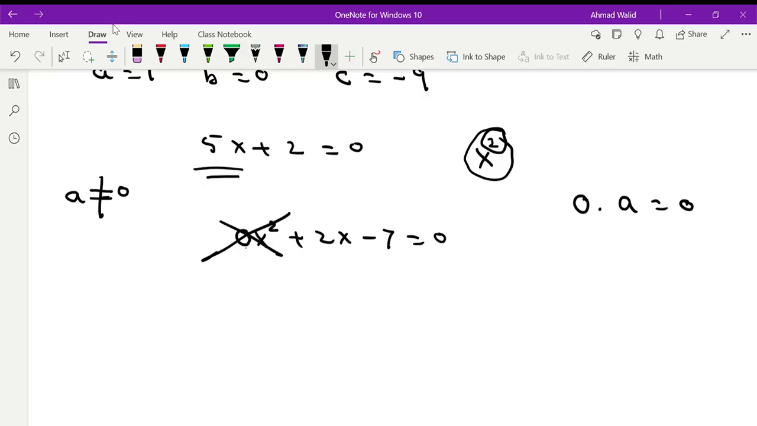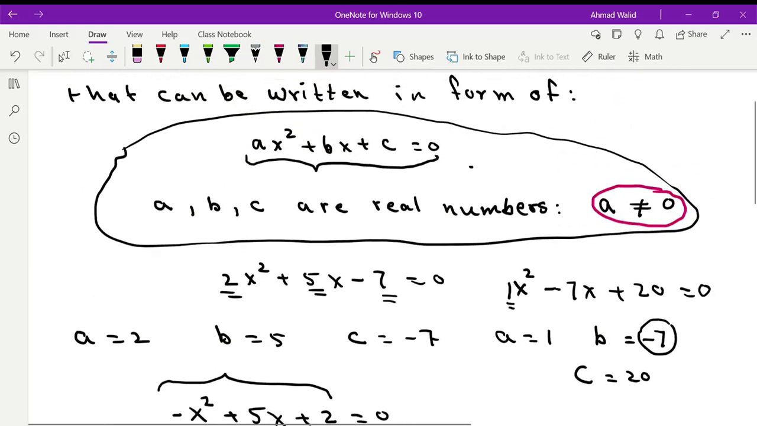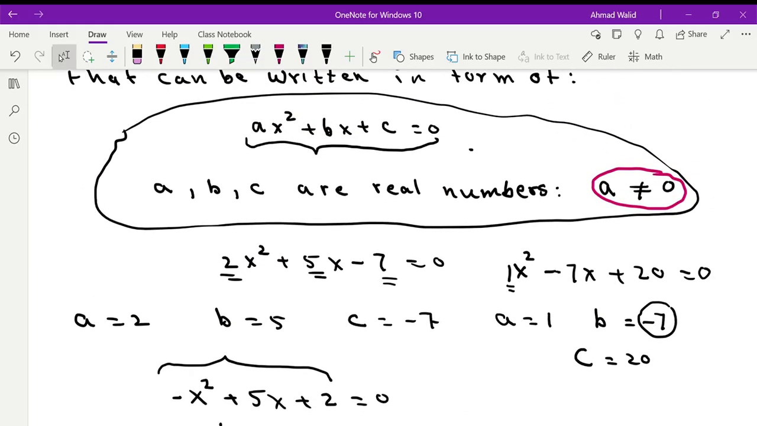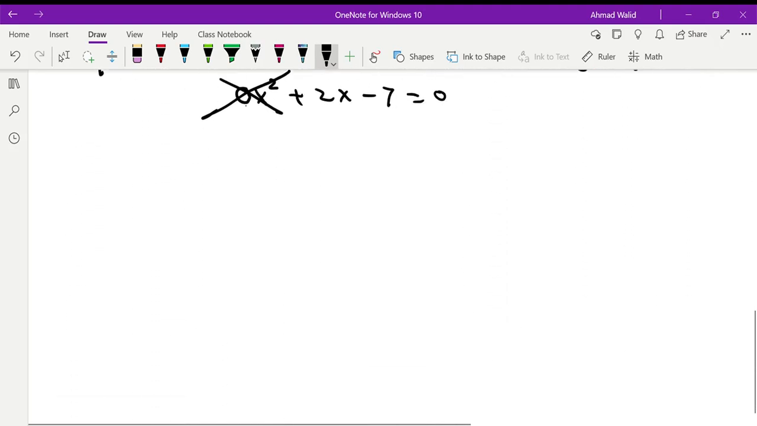That's why every time, in every book that you see, when we are talking about quadratic functions, quadratic equations, correct? They put in the definition a cannot be 0. It means the coefficient of x squared cannot be 0. Correct?